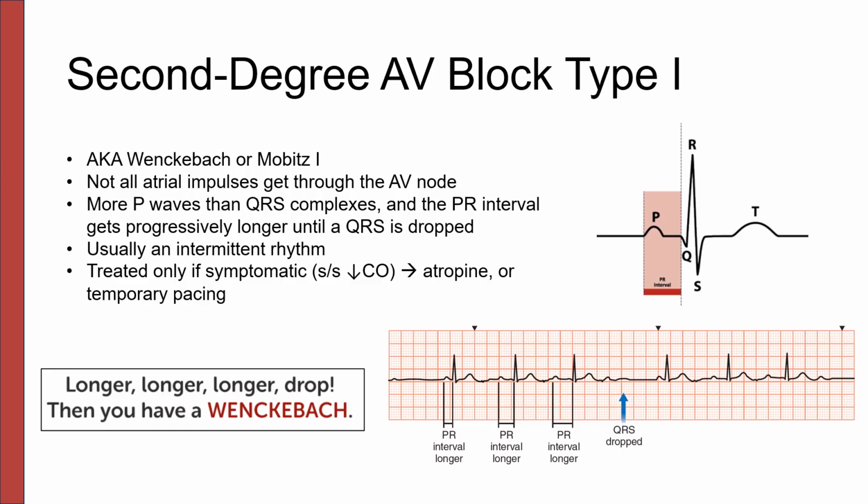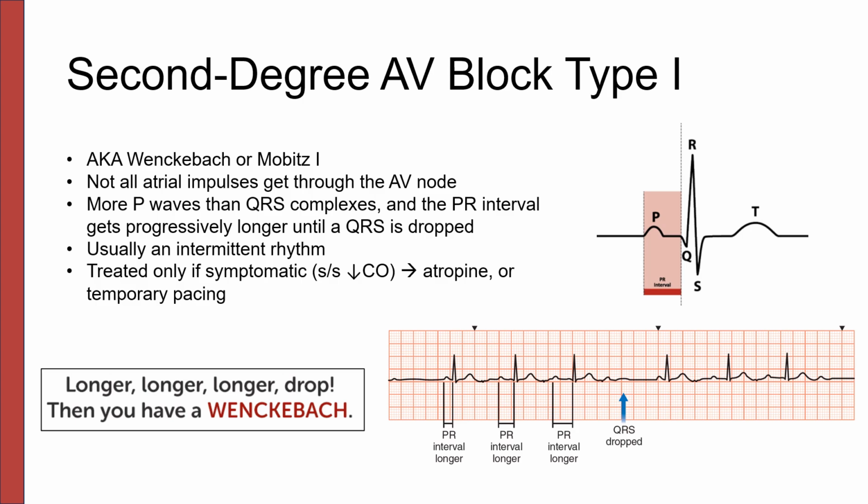Next is second degree AV block type 1. We're still looking at that PR interval. This is also called Wenckebach or Mobitz 1. This one is a little bit different than the previous one, because not all of those atrial impulses are going to get through the AV node. Okay, in the previous one, first degree, all of them were going through, they were just delayed. But this time, some of them aren't even going to make it through. So we are going to have more P waves than QRSs, and the PR interval is going to get progressively longer until it drops a QRS.